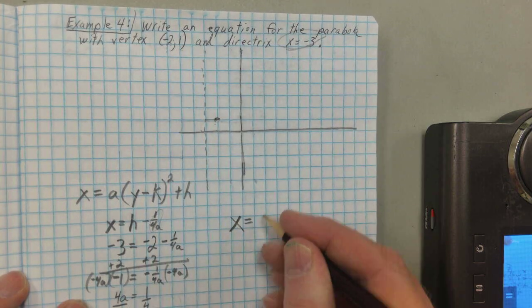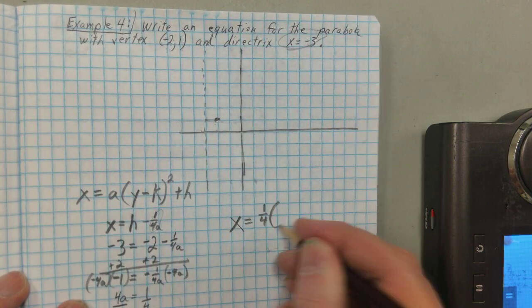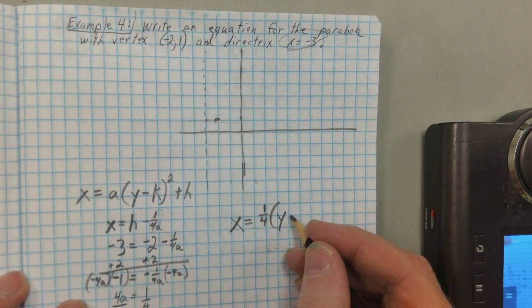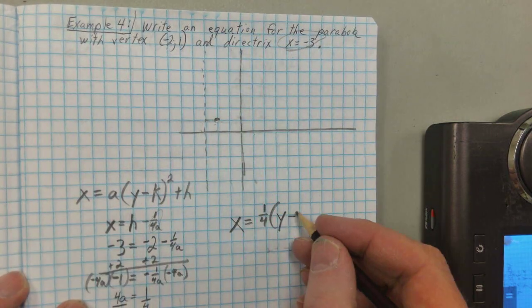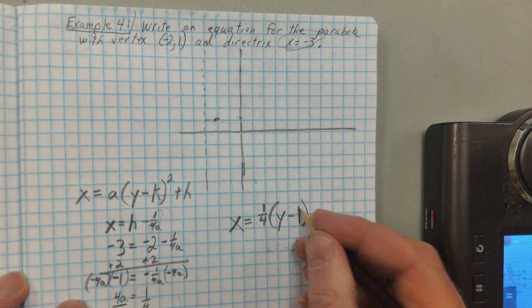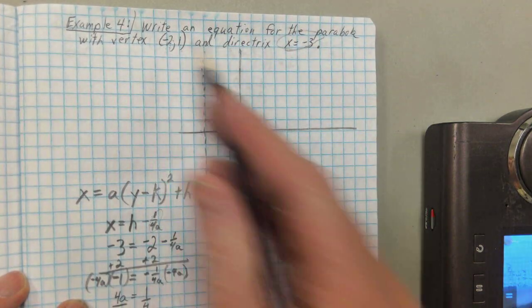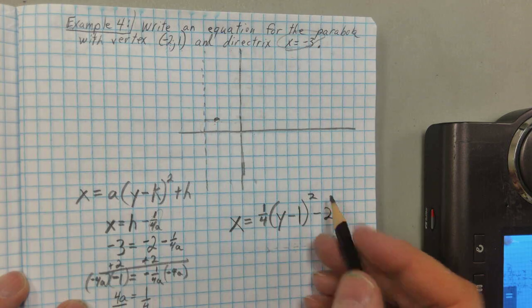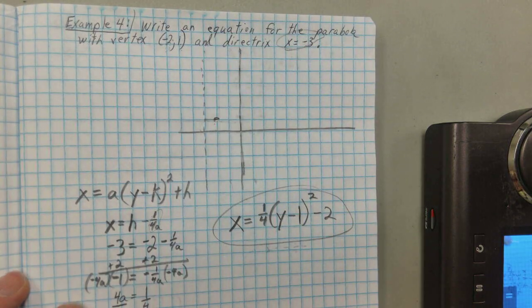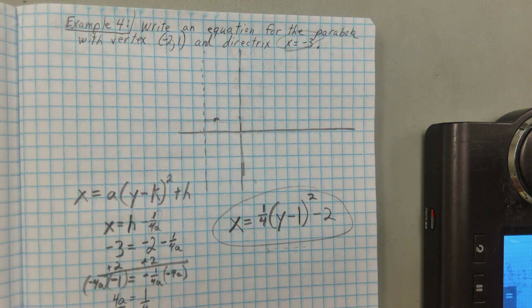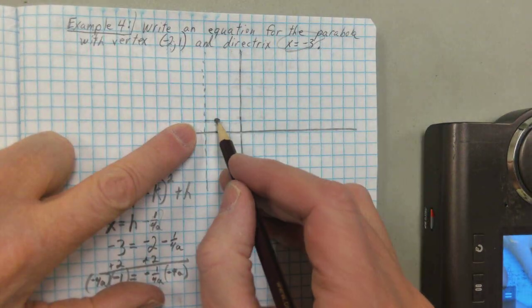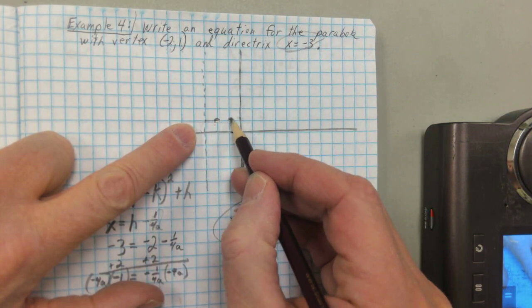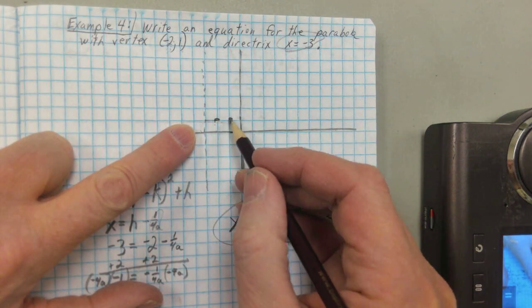X equals 1/4 times y minus k, which is 1, squared minus 2. So there's my equation. I do know that the focus is the same distance. So the focus right here is at -1, 1.